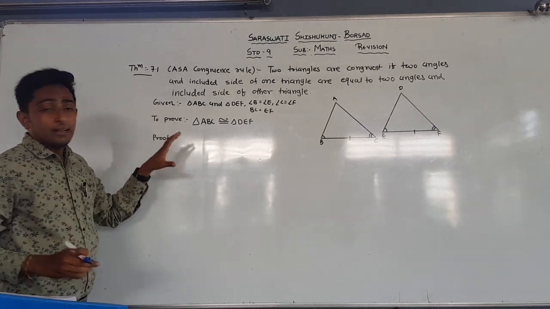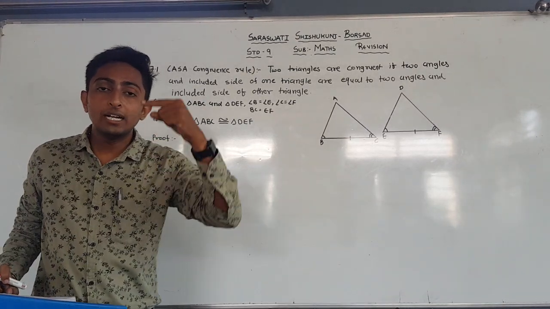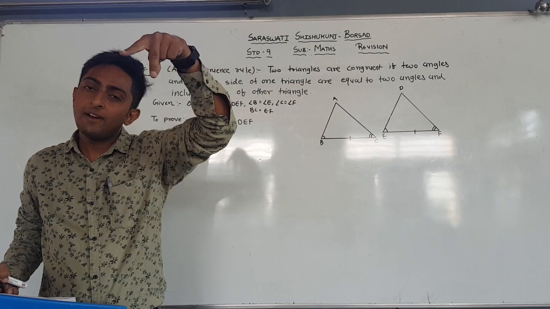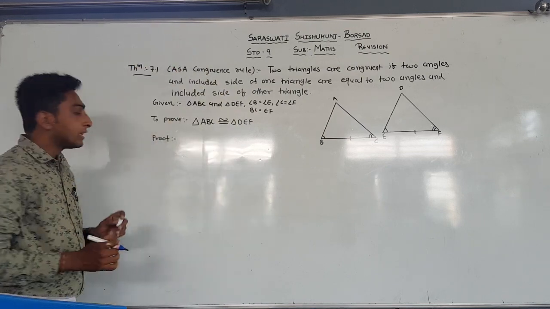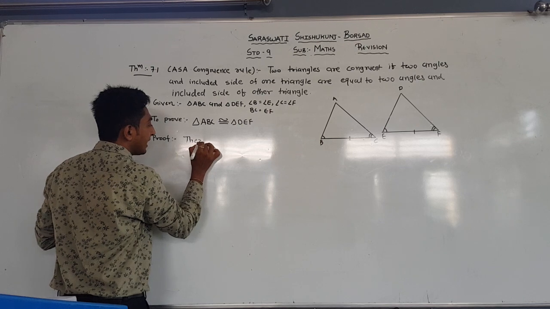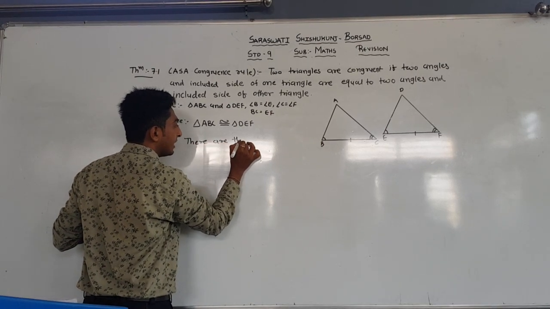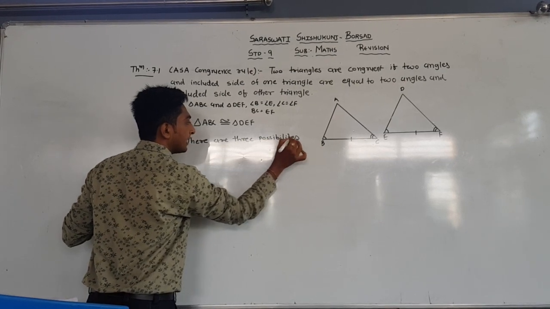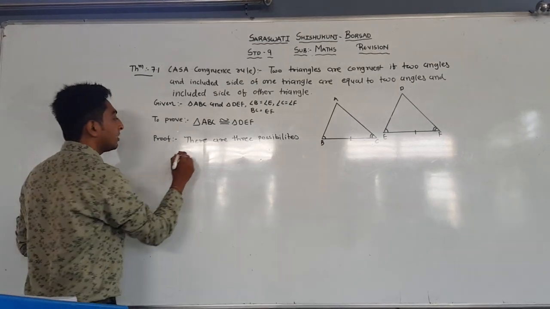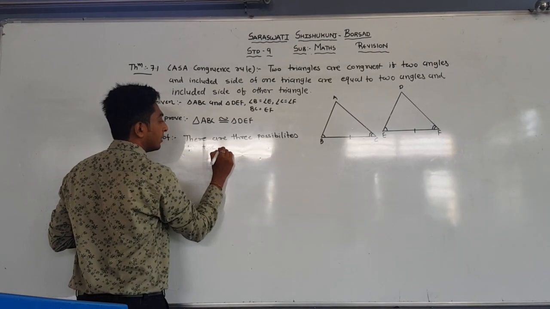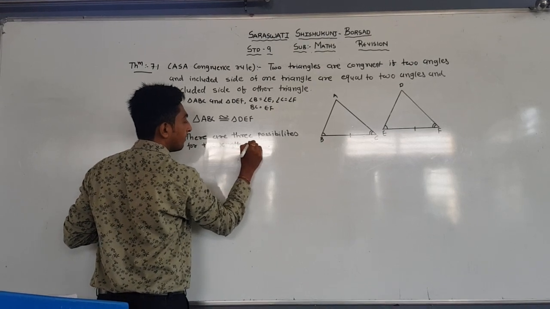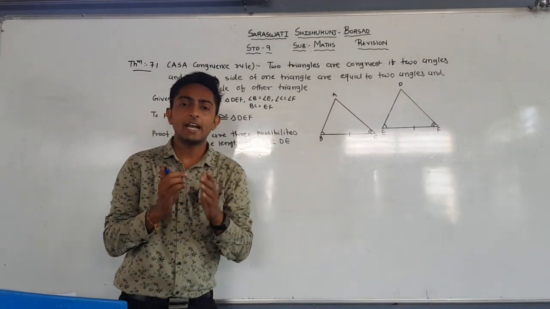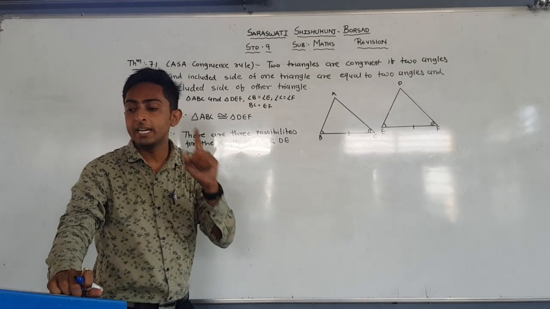Now I am giving the proof by using SAS, the two sides one angle congruence rule. Okay, so there are three possibilities for the length of AB and DE. Now why? Once again I am giving the proof by using SAS.